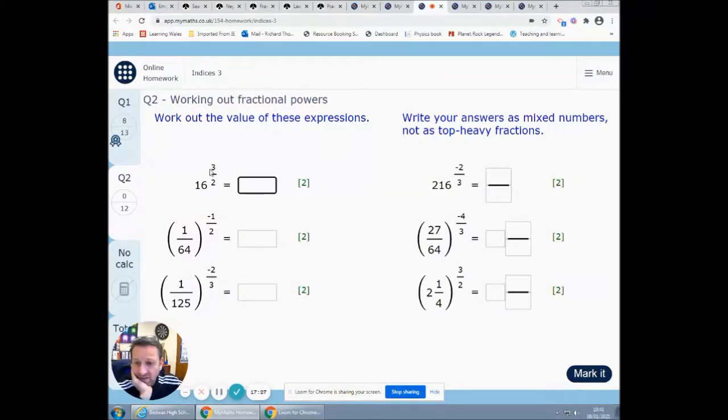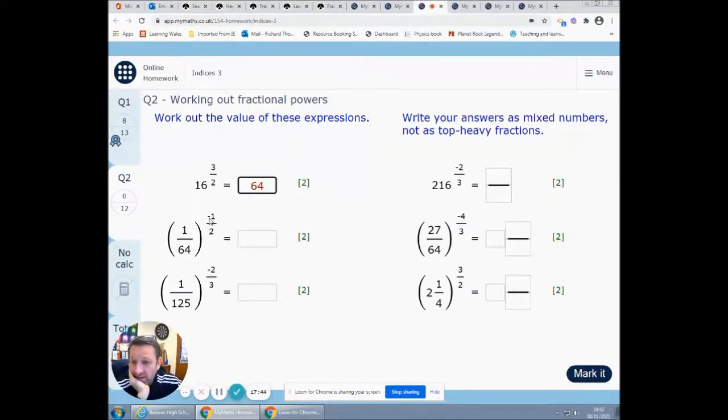So think of this 16 to the power of 3 over 2 as being 16 to the power of a half and then cubed. So 16 to the power of a half is the square root of 16, which is 4, and then 4 cubed is 64.